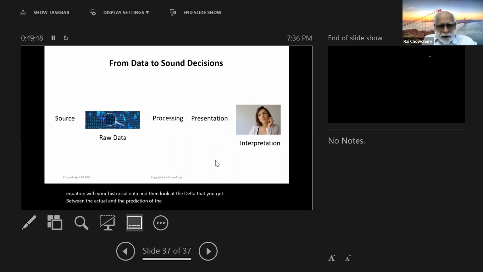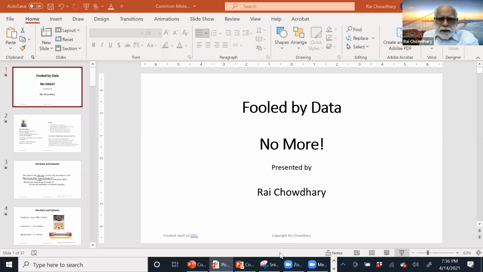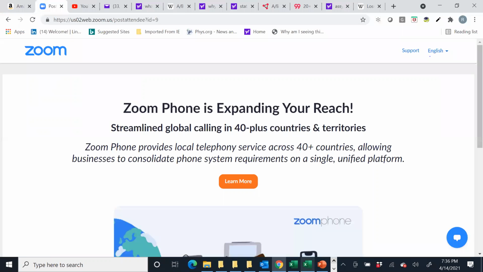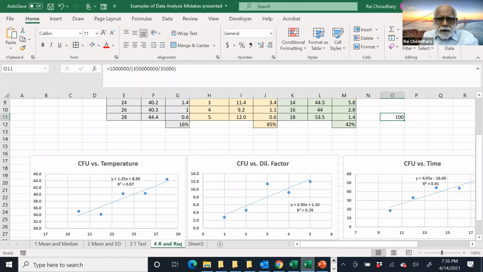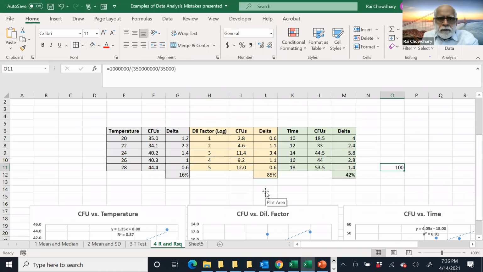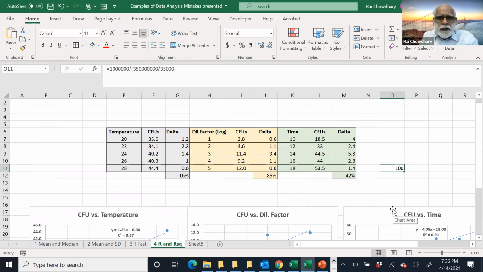Let me see if I can find that spreadsheet. Hold on one second. You can still see my screen, right? I'm going to show you an Excel spreadsheet. Okay, here we go. Can you see my Excel spreadsheet? Yep.